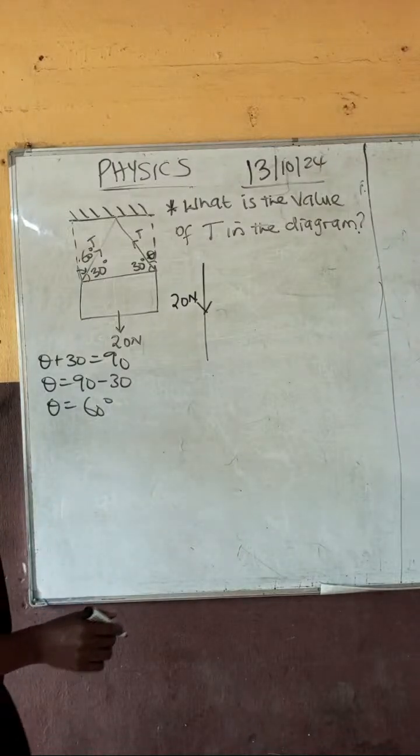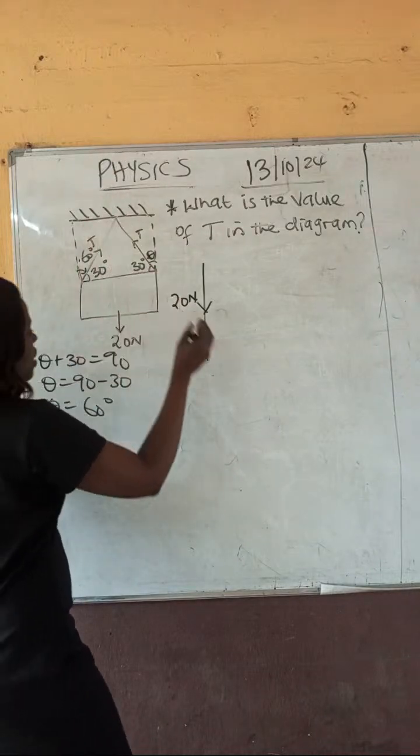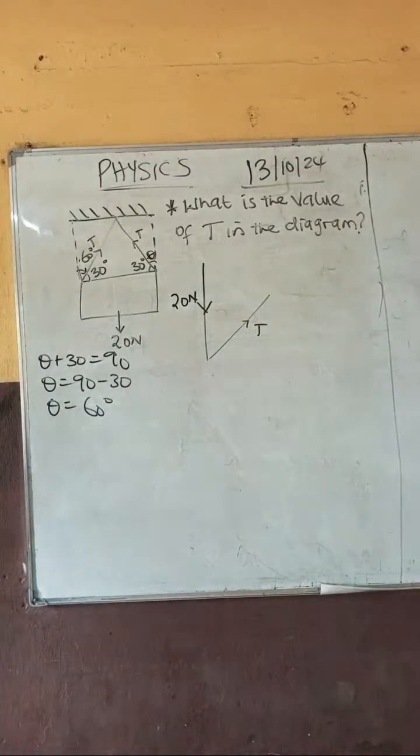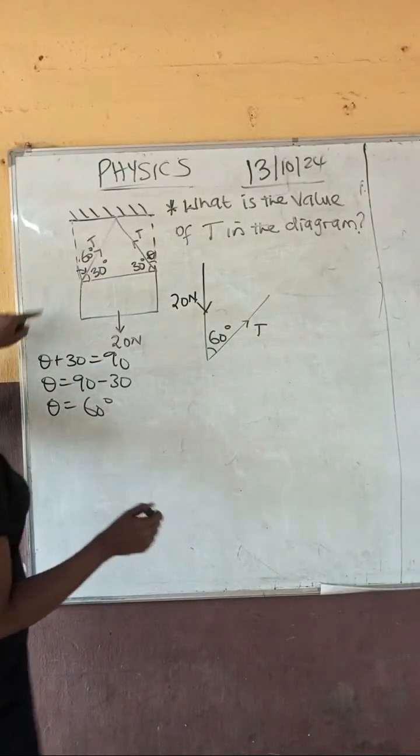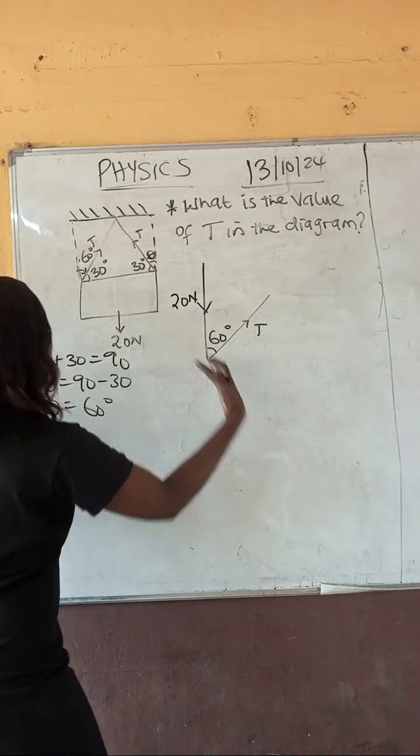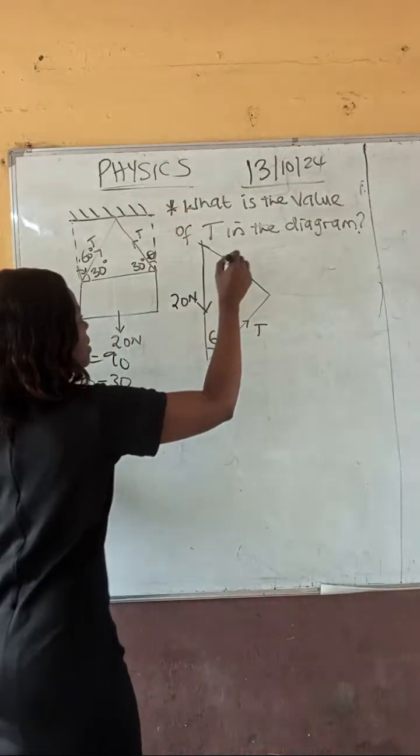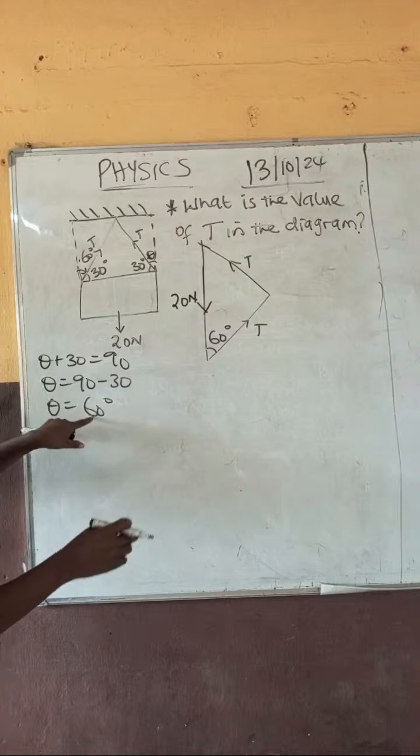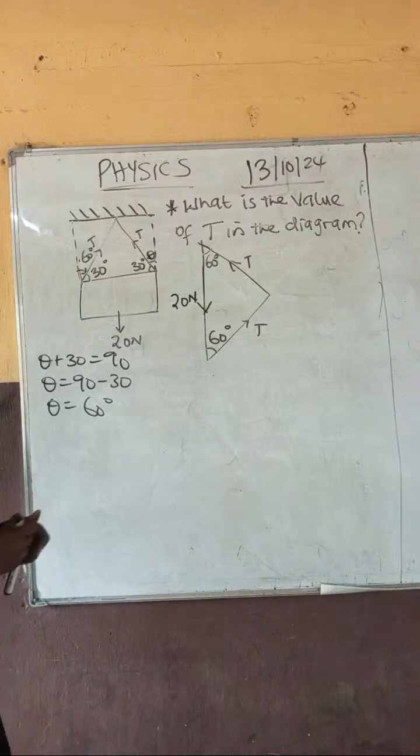So let's resolve. Our vector T is acting up. This one is acting this way. So I'll go this way. That is T. And it has an angle of 60 degrees now, 60 degrees with the vertical, right? Now the second T is acting this way. We'll go this way. Okay? That is T. And it has an angle of 60 degrees, because the same thing is applicable to this. So the angle is 60 degrees. Do you understand?